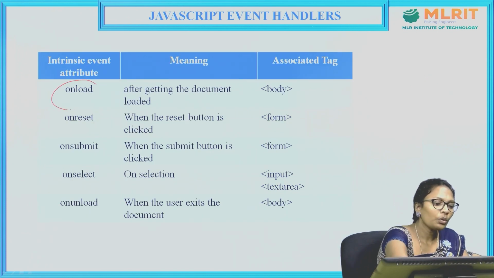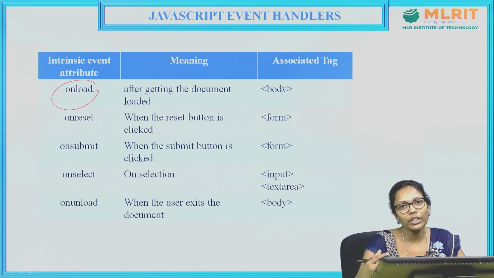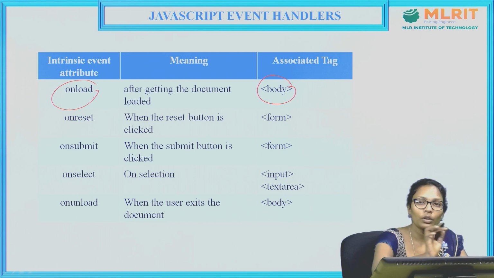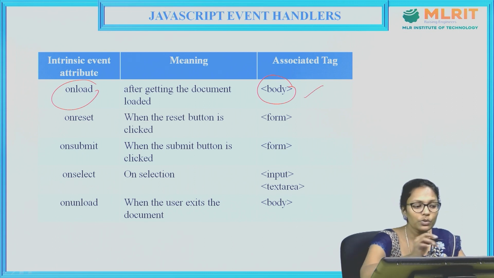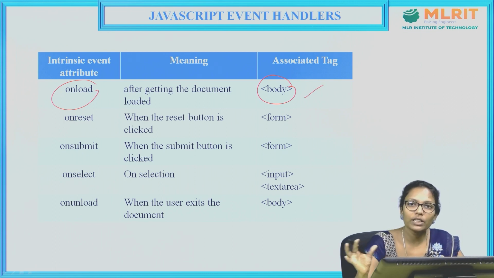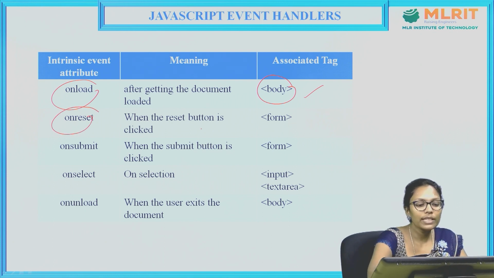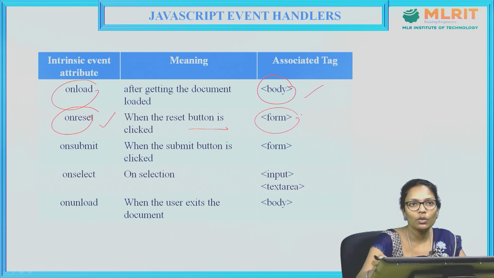And onload. Whenever you load the document, generally it will be used only with the body tag. When the body is executed, automatically the page will be loaded, right? So generally this onload will be used along with the body, when the web page is opened. Onreset: when the reset button is clicked, then onreset will be executed. That will be used along with the form tag.